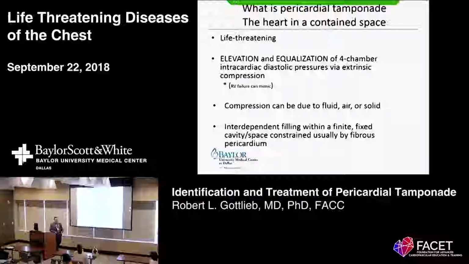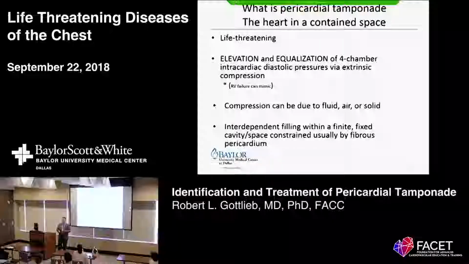So we talk about pericardial tamponade. Some people call it cardiac tamponade. And actually, I think cardiac tamponade is probably a better way to talk about it, because tamponade does not require the pericardium. It just requires the heart to be in a constrained space, whatever that space is. Usually, you're born with your heart constrained by a pericardium.